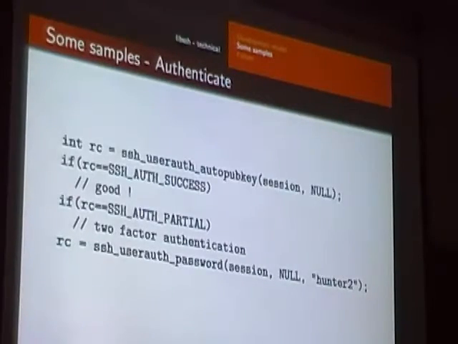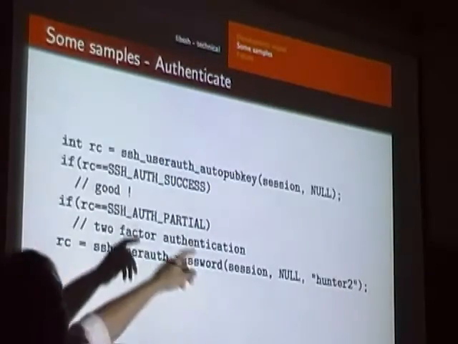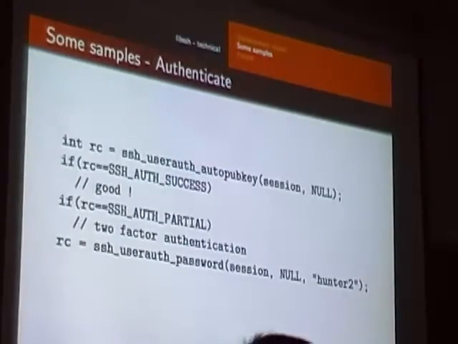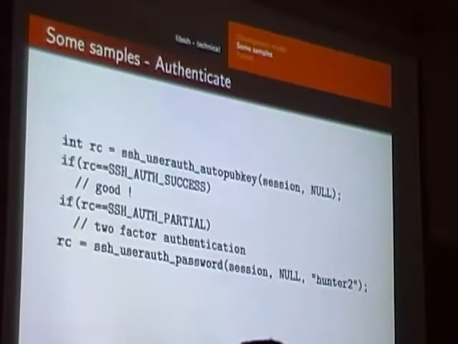Okay. Now, you need to authenticate. There is an interesting function that does everything for you, user auto public key, which simply tries all the public keys in the repository and will try to connect using them. If you still need to connect using a password, there is a straightforward password authentication function. But of course, there are a lot more. I will hurry. There are a lot of other functions that can be used for lower level authentication.